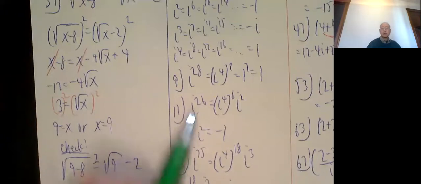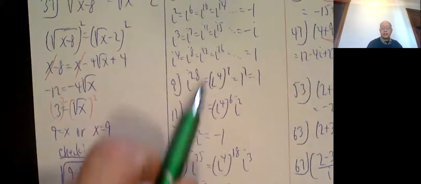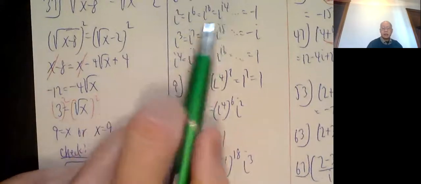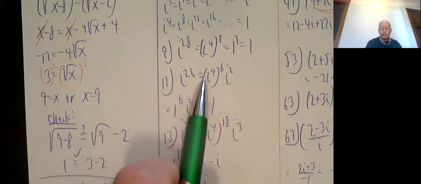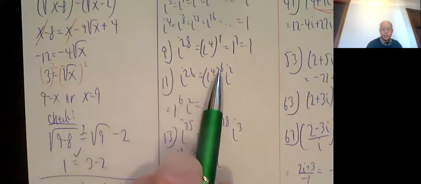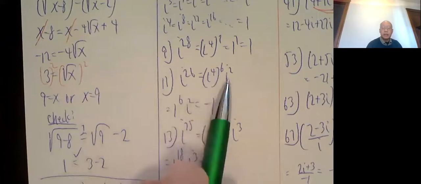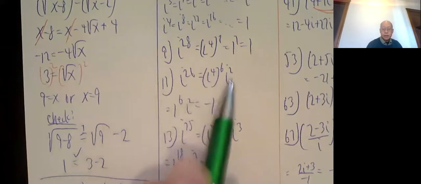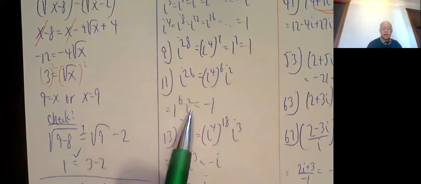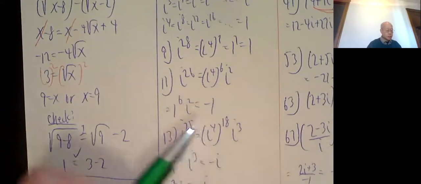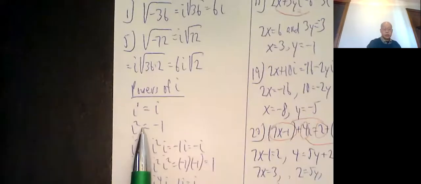i to the 26. Where does it fit here? Well, it's going to end up being on the second case, but it's easier to think of it again as powers of 4. So i to the fourth to the 6th, that's i to the 24th, leaving with another i squared. Okay, and I know i to the fourth is 1. So 1 to the 6th, which is 1, times i squared, and i squared by definition is negative 1. So i to the 26 is negative 1.